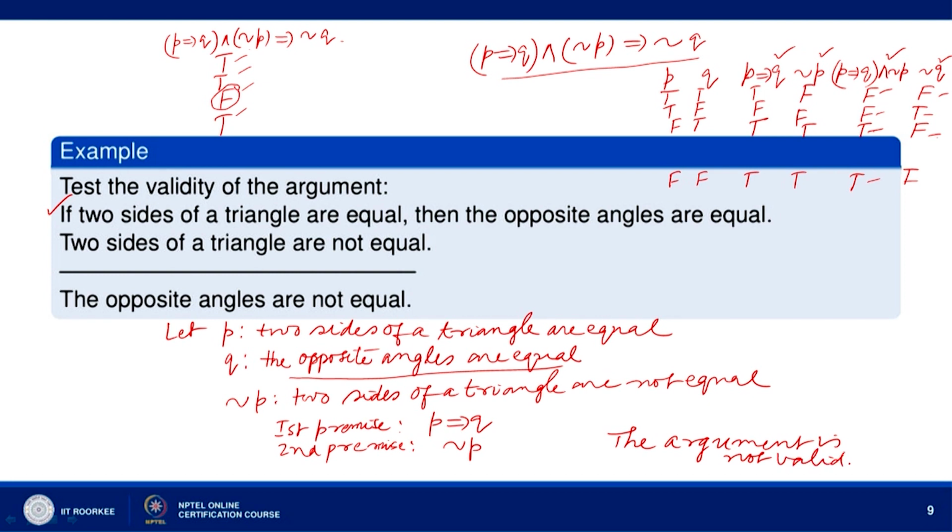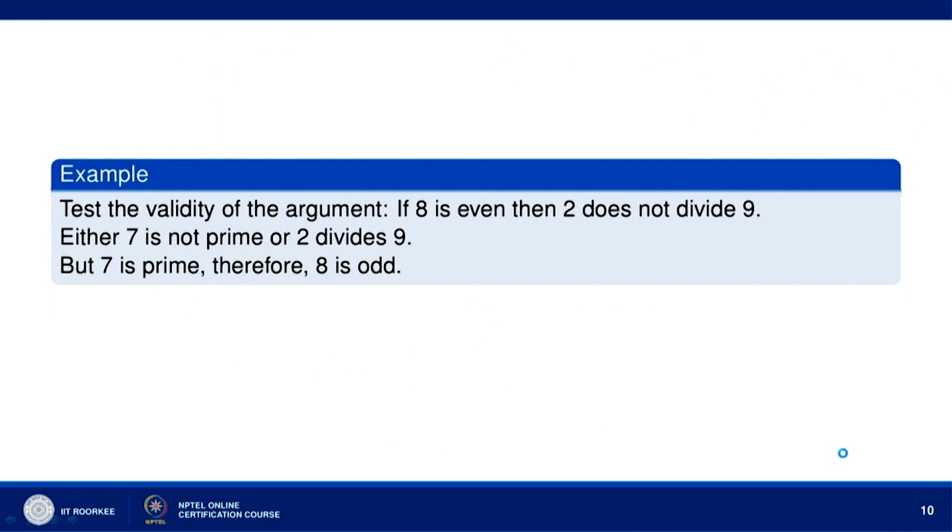Now, let us go to this example. Test the validity of the argument. Let us say P denotes 8 is even, and Q denotes 2 divides 9, R denotes 7 is prime. So, P denotes 8 is even, Q denotes 2 divides 9, R denotes 7 is prime.